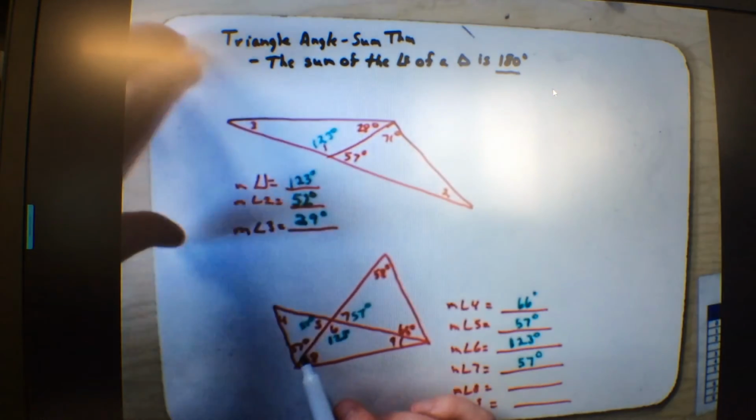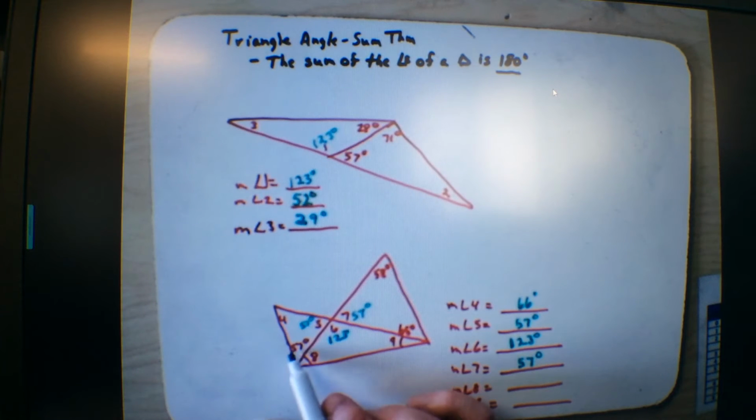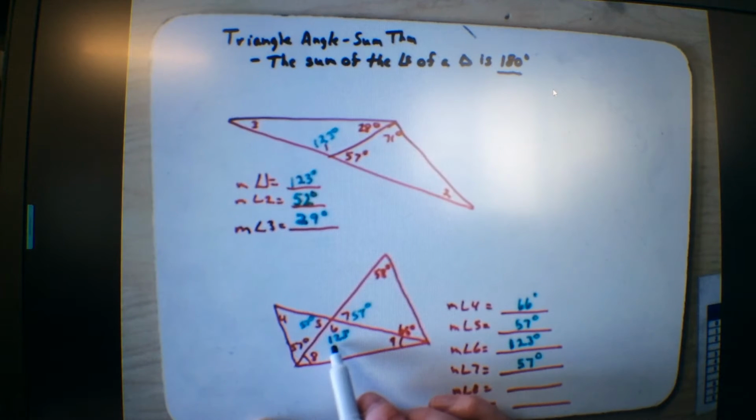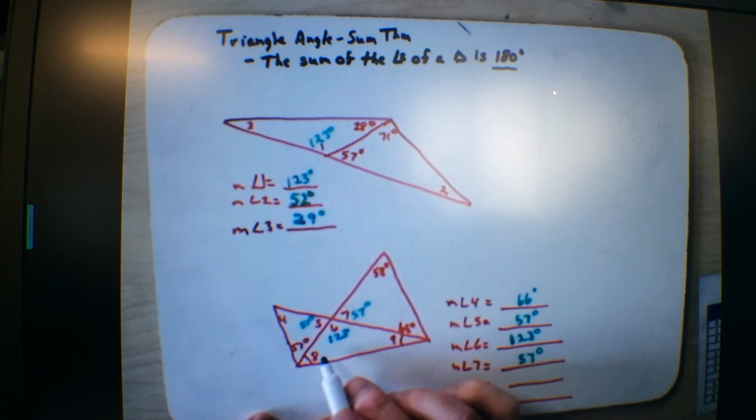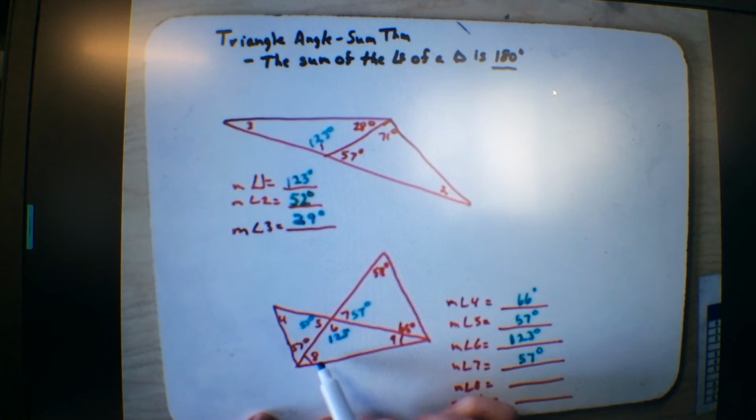Oh yeah, but angle 8 only goes to here. Doesn't go across here. But could we do the same thing you're talking about here? Yeah. Could we take 180 minus 123? So 180, it would be 57. Notice that 57 would equal 8 and 9 put together, right?